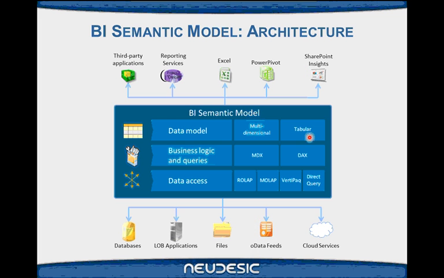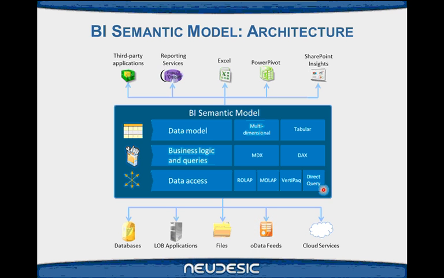The new piece here is really the tabular model that sits underneath SSAS and is part of that BI semantic modeling structure. The tabular model uses DAX for its business logic and queries, and it uses VertiPaq for its cached mode, and that's that column store index that everybody knows about. You also have your direct query section down here at the right.